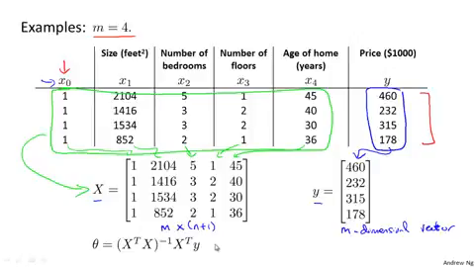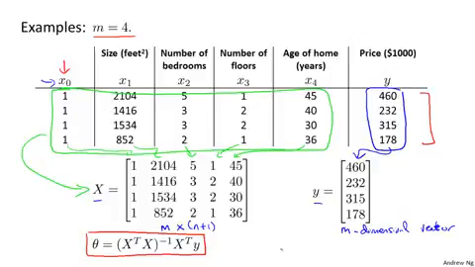Finally, if you take your matrix X and your vector Y, and just compute this, set theta equal to X transpose X inverse times X transpose Y, this will give you the value of theta that minimizes your cost function.